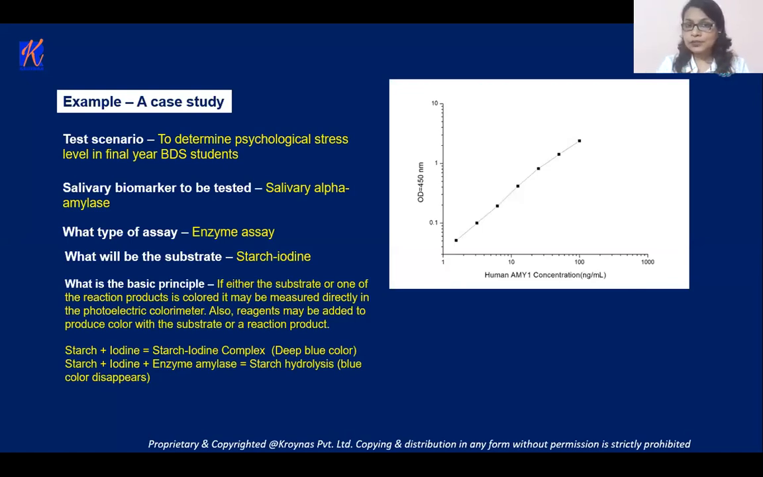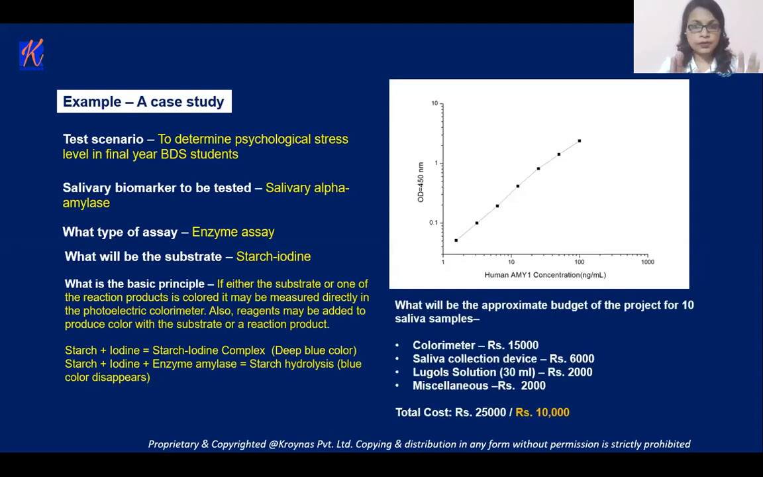Now one more important thing I want to tell you. For anything we need money, so we have to think about the budget. I'll tell you what budget you can do this kind of study with. Here is the approximate budget for this project. If you're doing 10 saliva samples, which is a good number for a pilot study, you can do it with a colorimeter. A spectrophotometer will cost a little more. If you are buying a colorimeter for the first time, the lowest one is around 15,000, and obviously there will be differences. You can go higher up the scale, but I've put the nominal one.